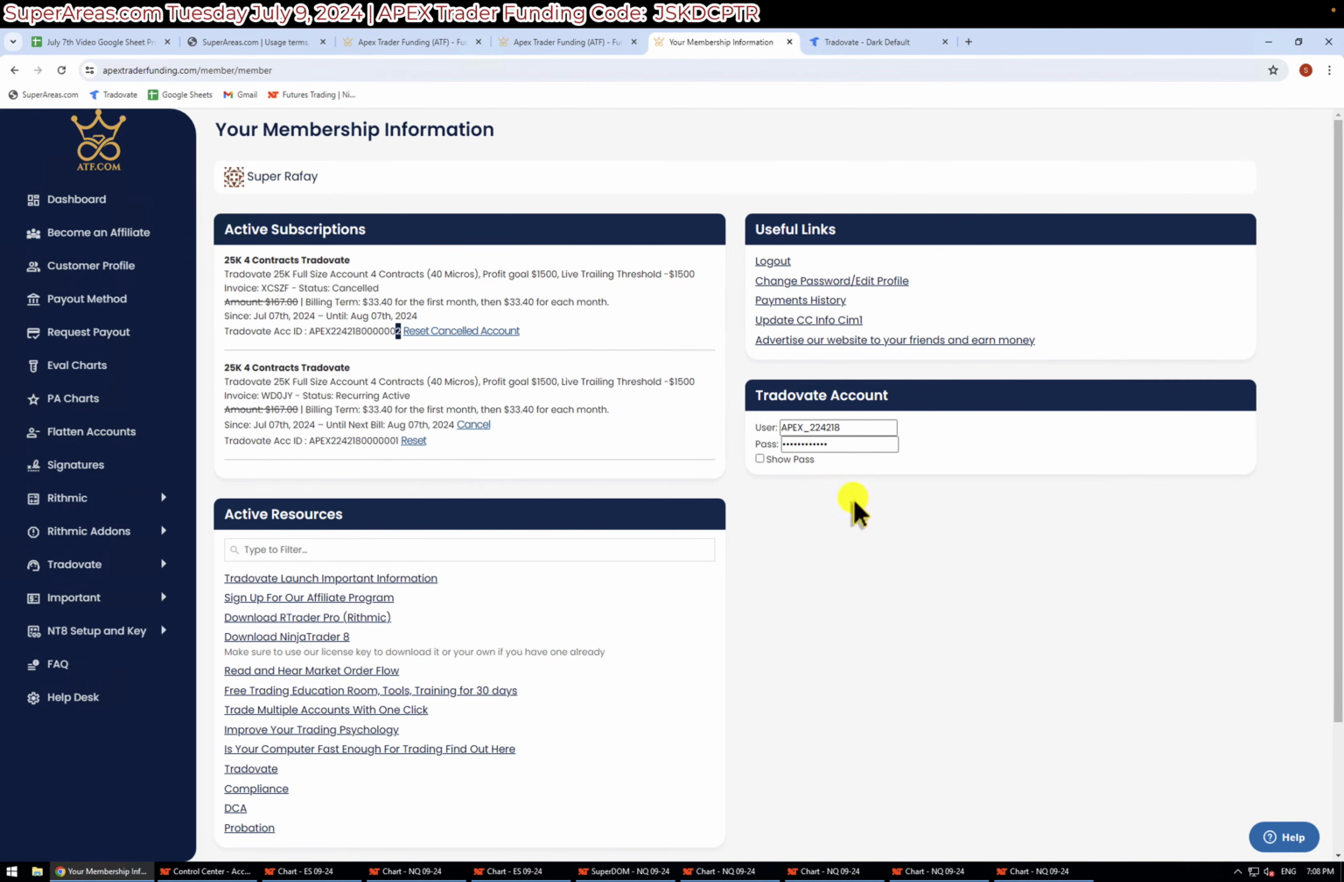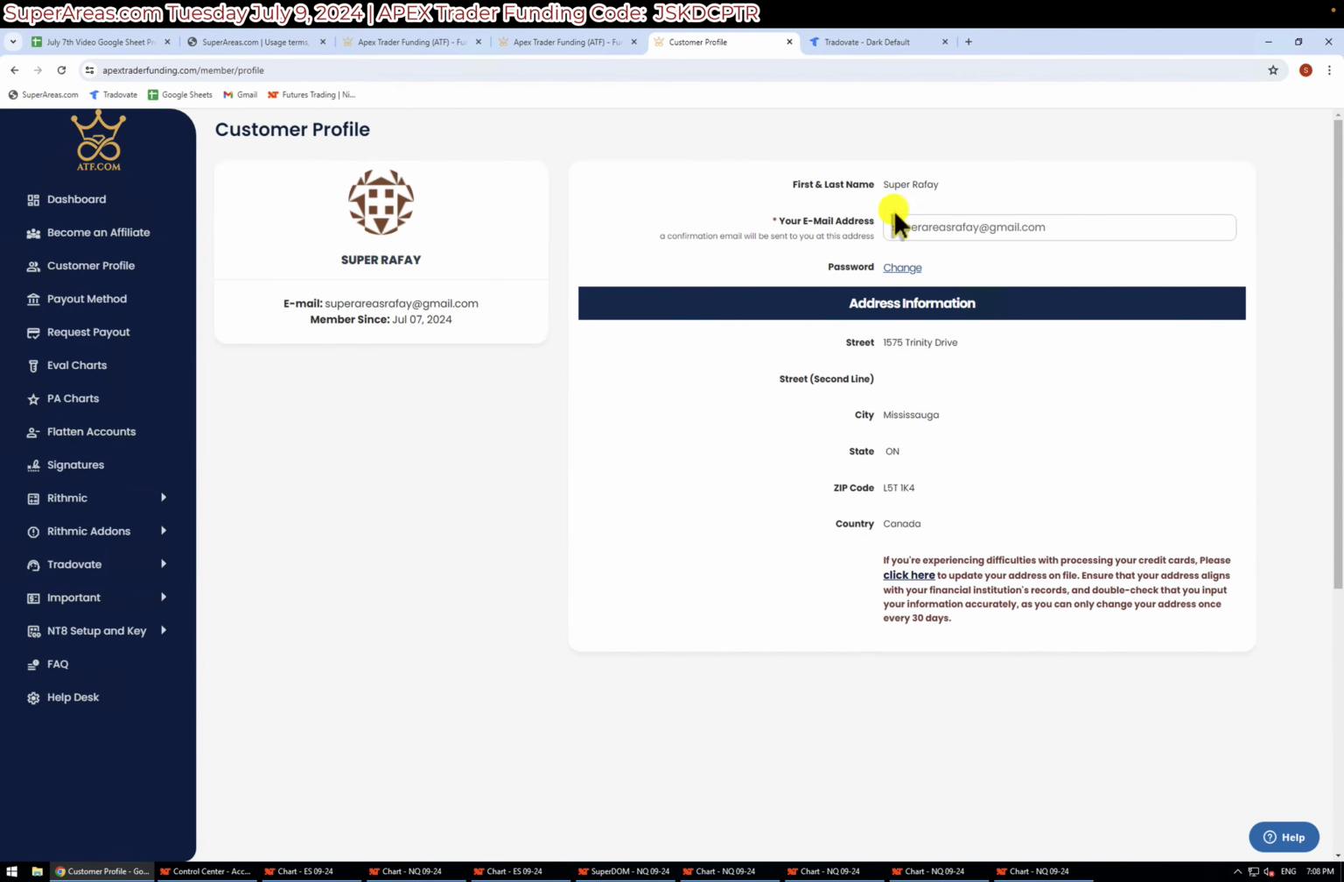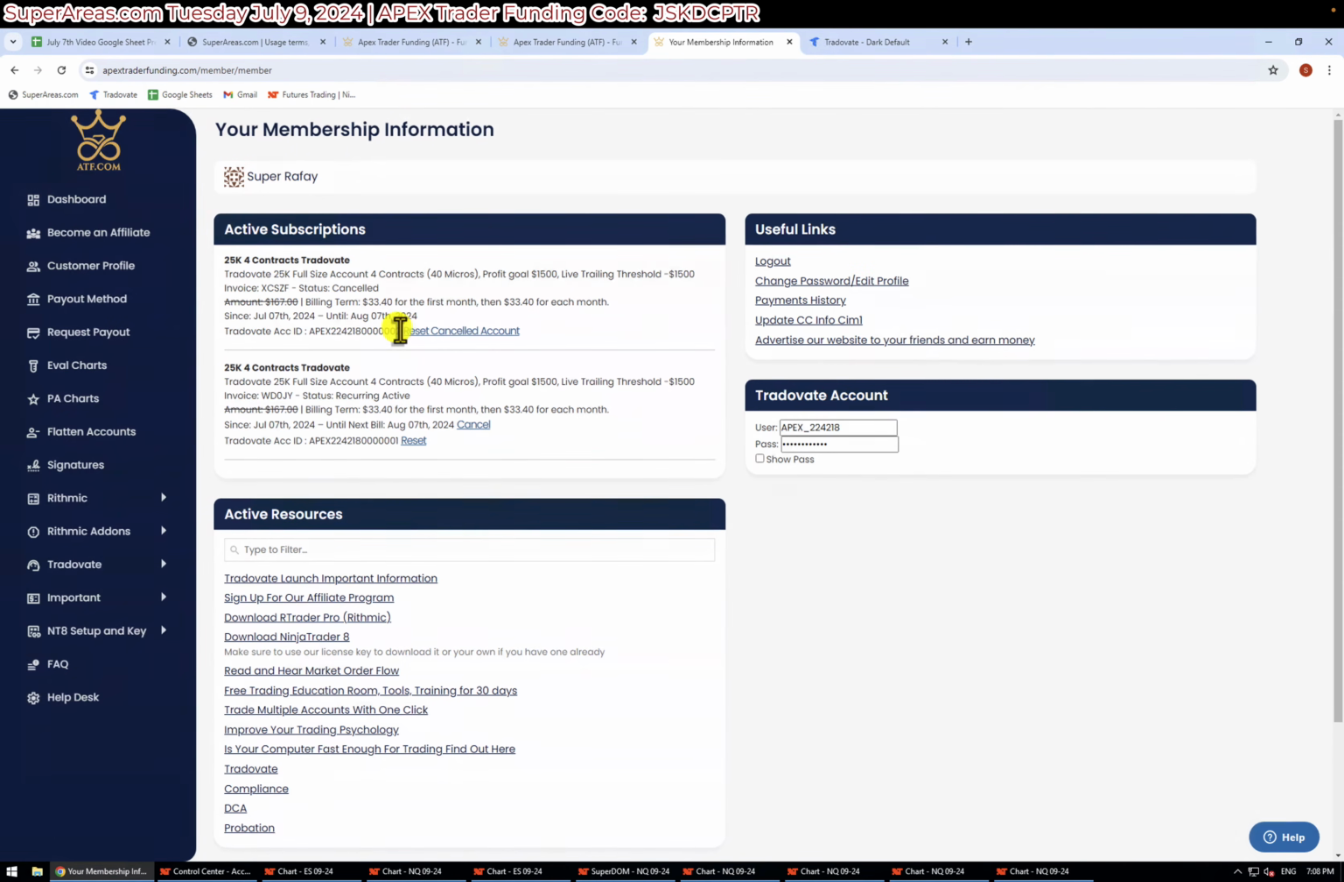Basically this dashboard explains your profile, and you can click on it and change your address. This is our office address at 1575 Trinity Drive, Mississauga, Ontario. We're open Monday to Friday as long as the US is trading. We are open until at least 3 o'clock. Most of our students are done trading by 11 o'clock. That's where the most volume is.